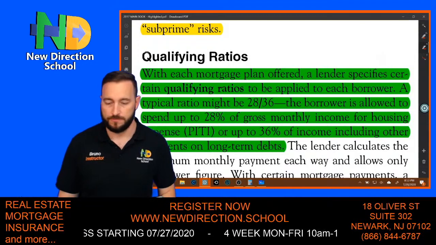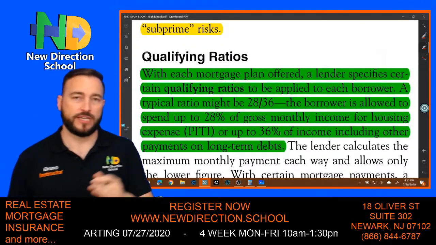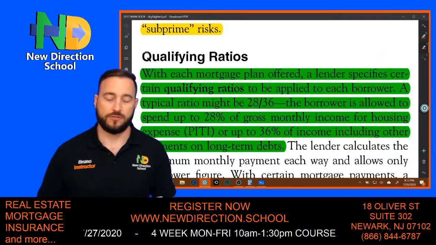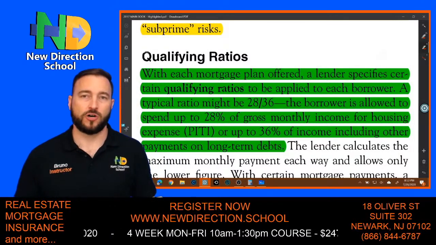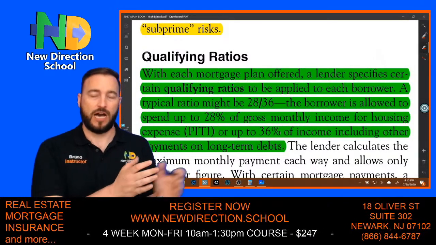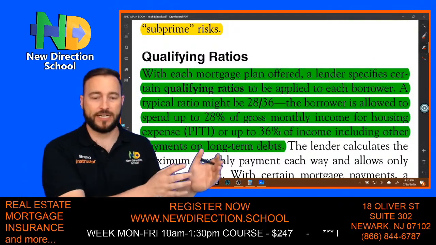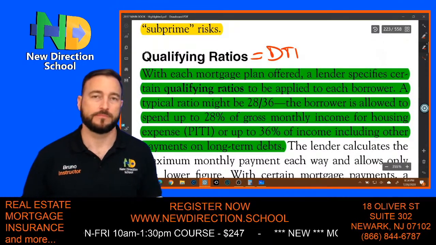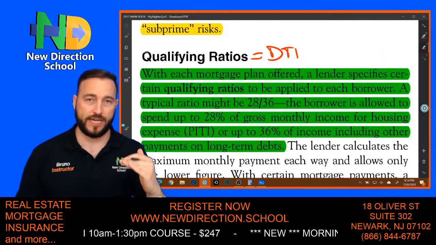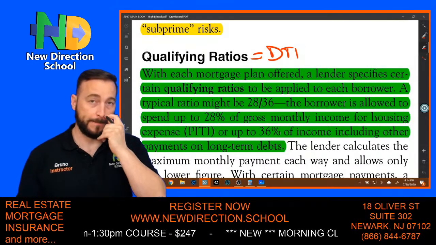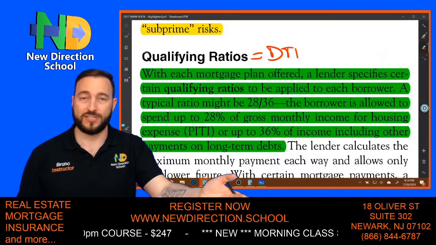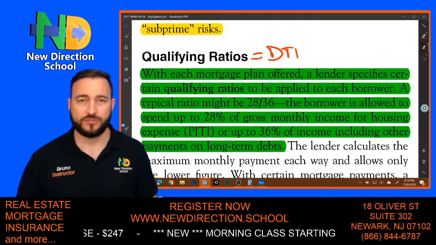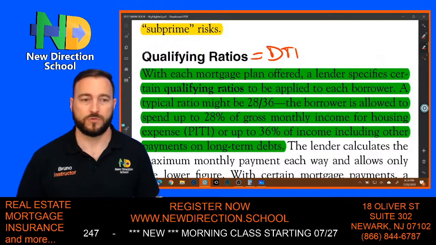Qualifying ratios. So there's something called front-end ratio and there's something called back-end ratio. All right. Now, what is a ratio? It's called debt to income. How much debt do you have compared to your income, okay? So qualified ratios are based on DTI, debt to income. They want to make sure if you have low debt against your income, right, you are most likely approved. If you have too much debt compared to your income, you are most likely not approved, okay?